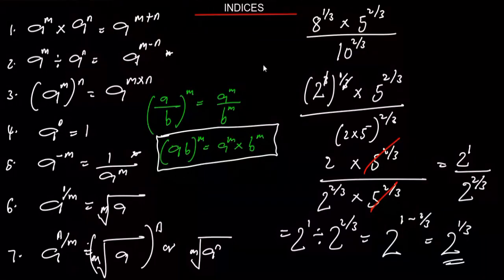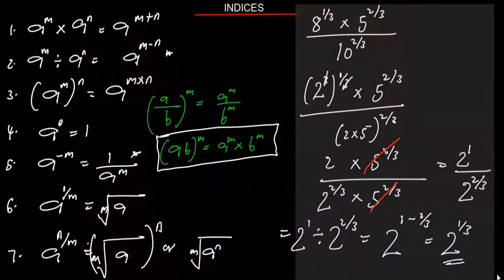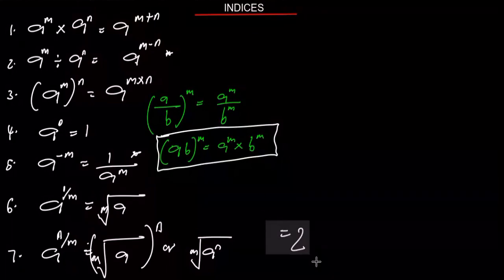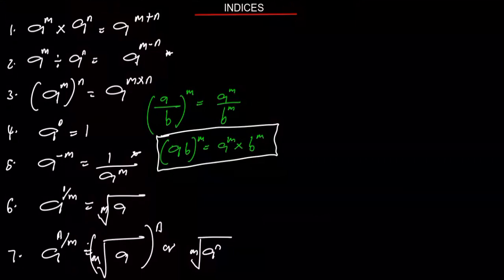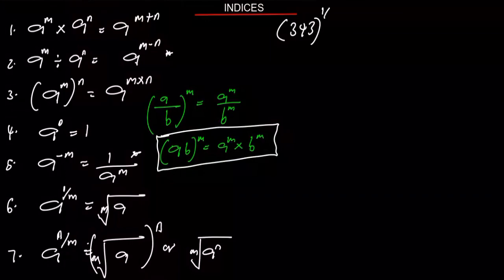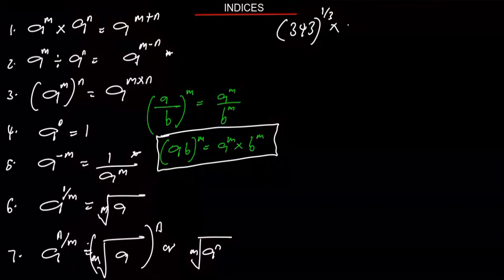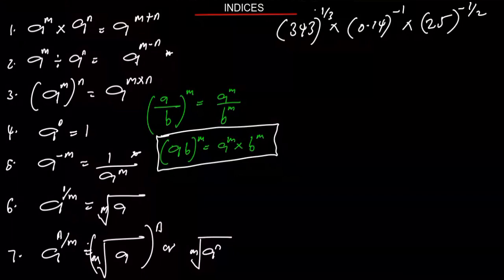Next question. If I have 343 to the power of 1 over 3 times 0.14 to the power of negative 1 times 25 to the power of negative 1 over 2. So what do we do here?